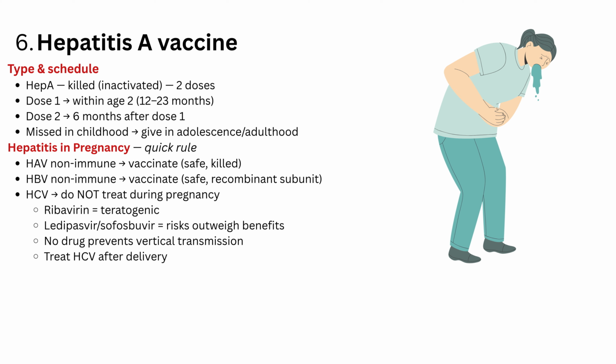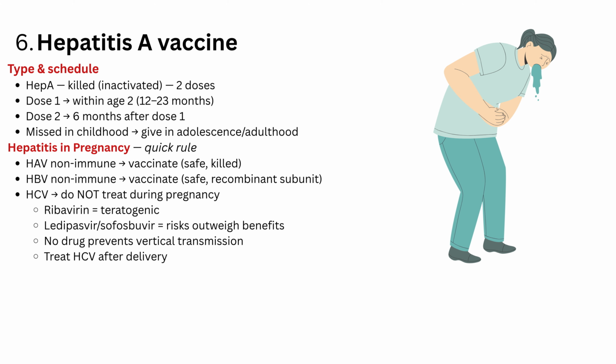Now let's quickly go over a high-yield rule for hepatitis vaccines in pregnancy. Hepatitis A vaccine is safe, so if the patient is non-immune, you can vaccinate during pregnancy. Hepatitis B vaccine is also safe because it is a recombinant subunit vaccine, so non-immune pregnant patients should also be vaccinated. However, hepatitis C is different.